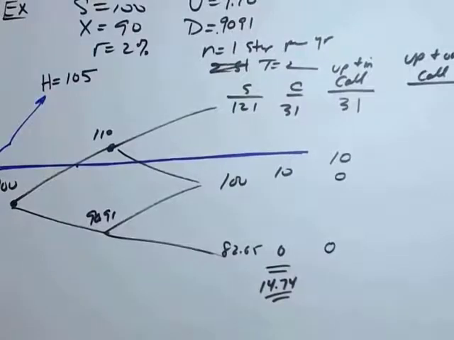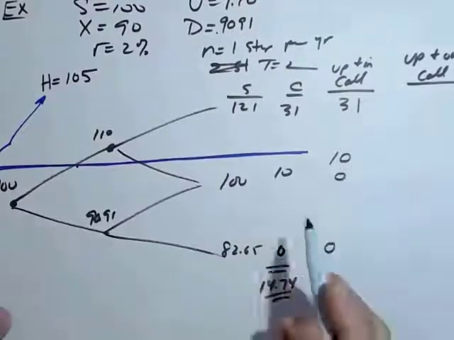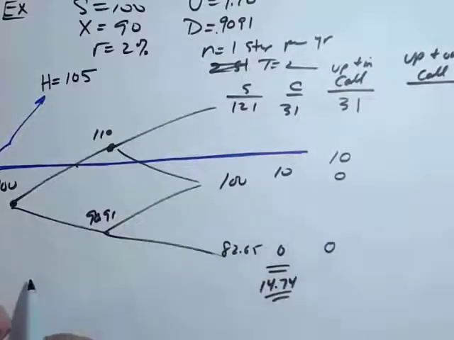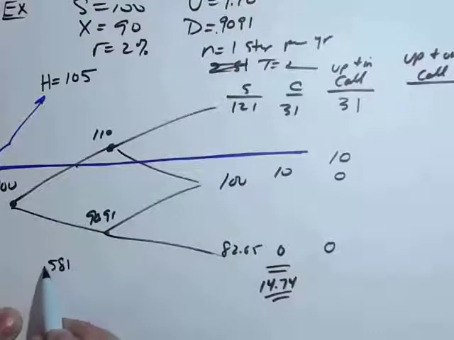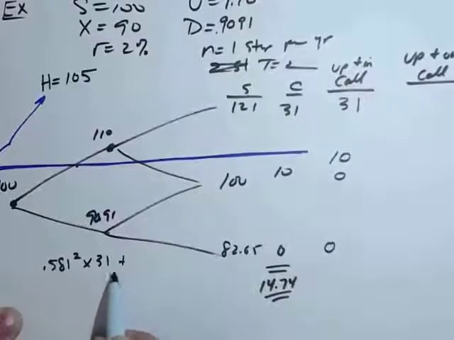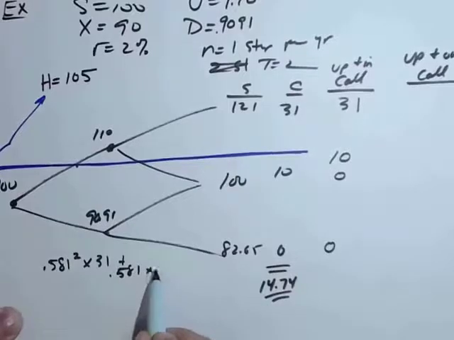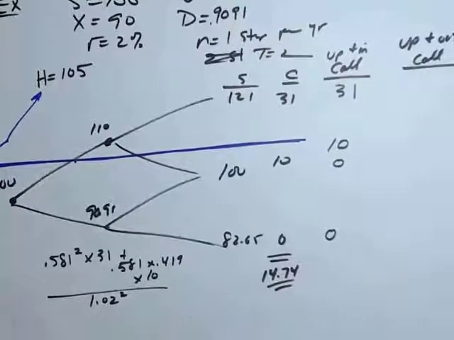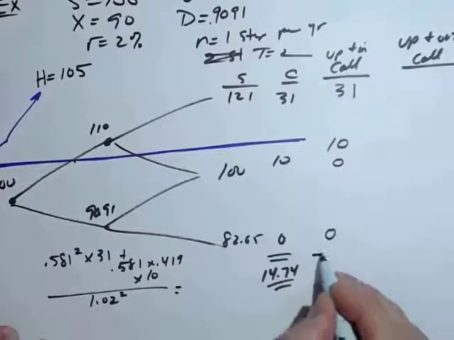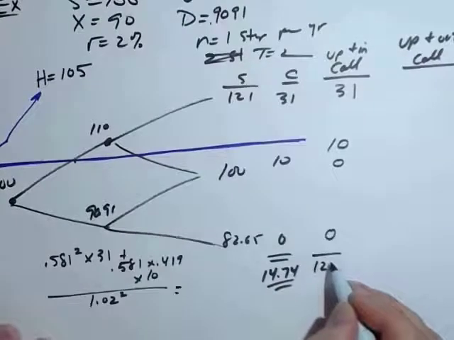Now all we have to do to value this option is discount the payoffs back: the 58.1% probability squared times 31, plus 0.581 times 0.419 times the $10, divided by 1.02 squared. In other words, discounted at 2% for 2 periods, and we get a call worth $12.39.